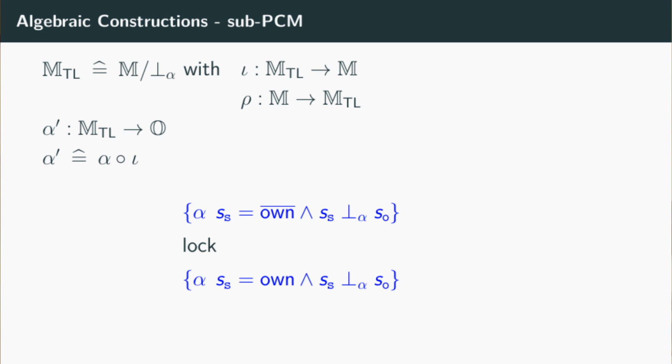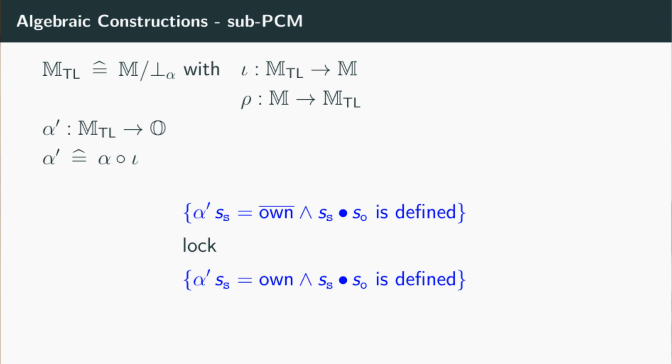Also, morphisms play a role in the construction and in relating a PCM and sub-PCM. As customary in algebraic definitions of substructures, the sub-PCM construction comes with two morphisms, injection iota and retraction rho, that allow us to transfer values reasoning between object and subobject. We can transform the specification using alpha into one using alpha prime that is defined by precomposition of alpha with injection.